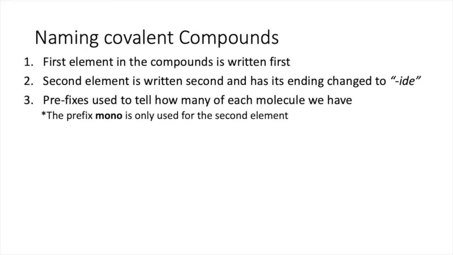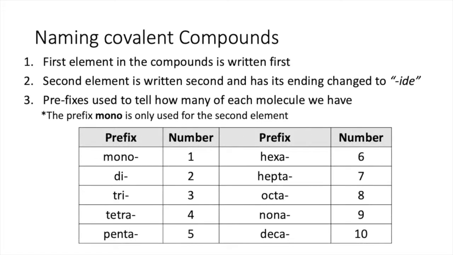One note about this, though, is that the prefix mono is only used on the second element in the name. You don't put mono on if you only have one of whatever the first element is. I don't know why. Scientists are weird sometimes.